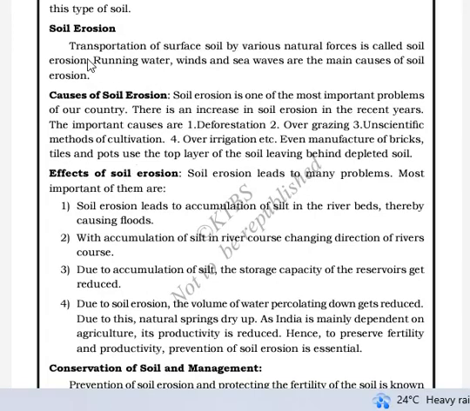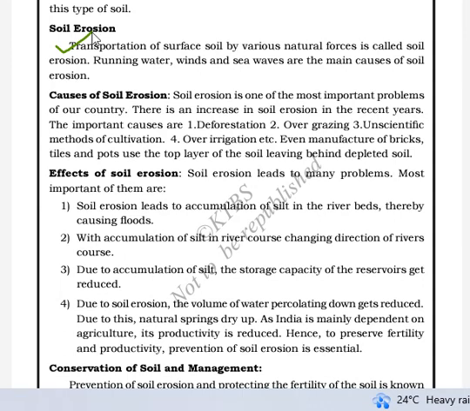So what definition is written in your book? Transportation of surface soil by various natural forces is called soil erosion. Transportation means carrying away or washing away the top layer of the soil by natural forces like wind and water. So the definition is very clear. Transportation of surface soil by various natural forces is called soil erosion.